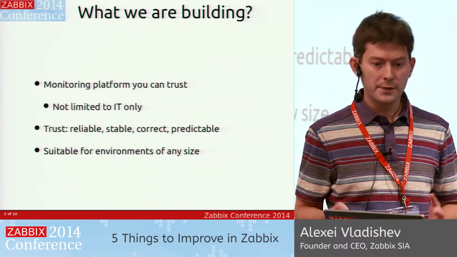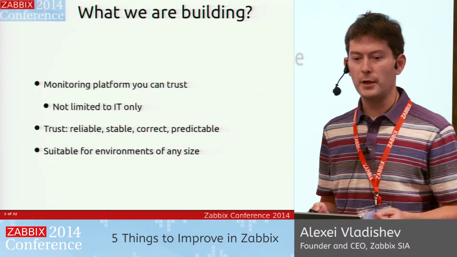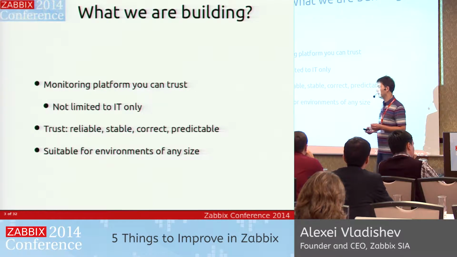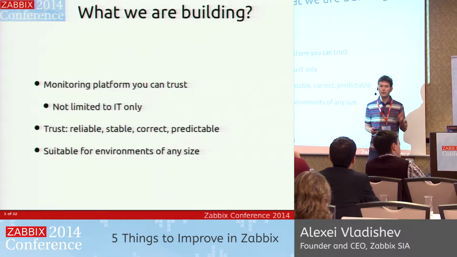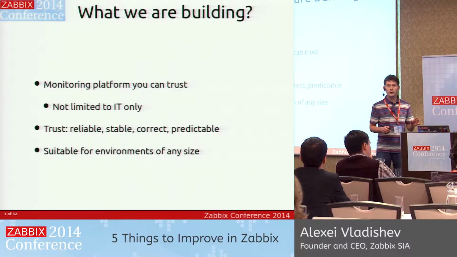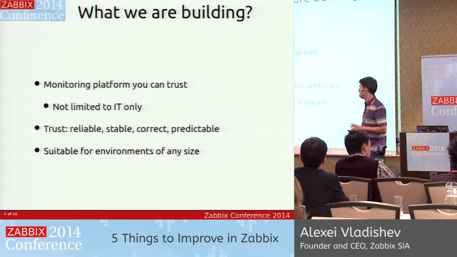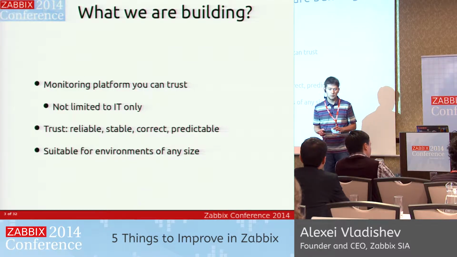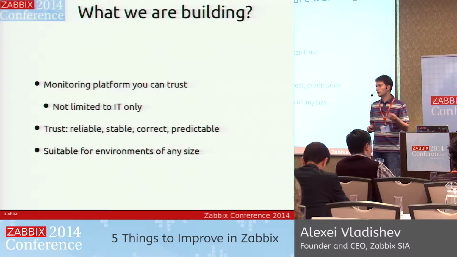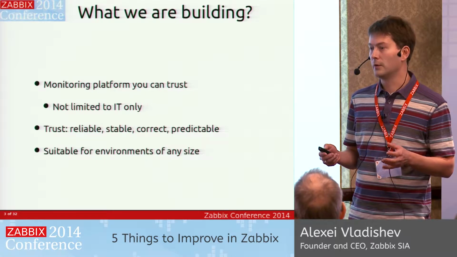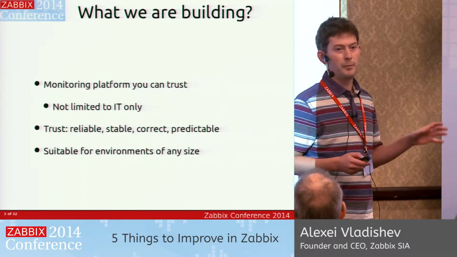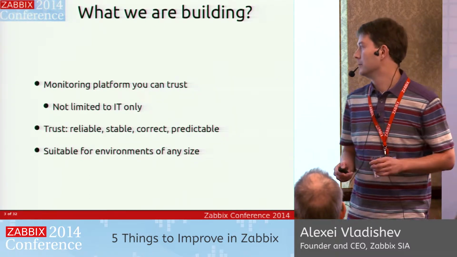And trust means a reliable, stable, correct, and predictable monitoring system. If Zabbix tells you there is a problem, we must be 100% confident there is a problem. If Zabbix tells you there is a recovery, we must be absolutely 100% confident there is no problem anymore. It's also related to visualization. We go to the Zabbix front end, we see something, and again, we must be 100% confident that's what actually happens in our production environment.